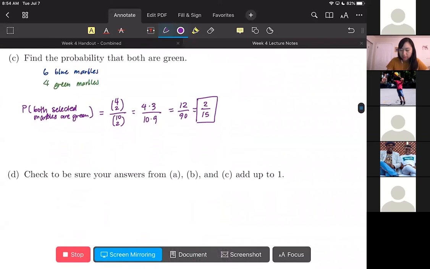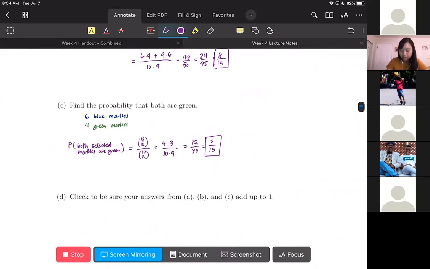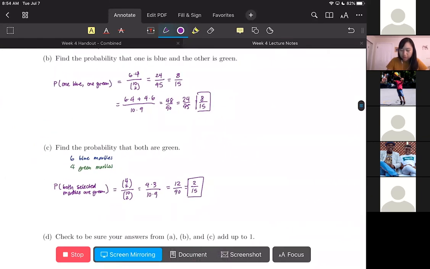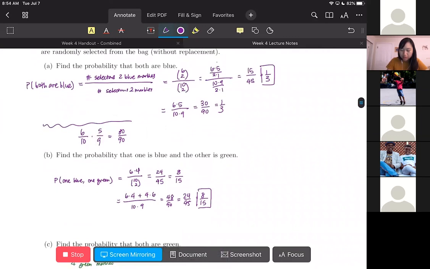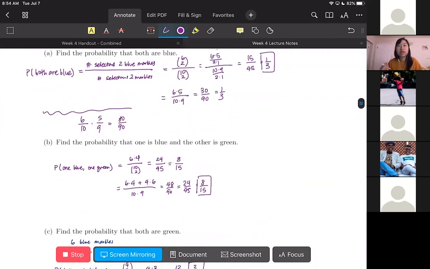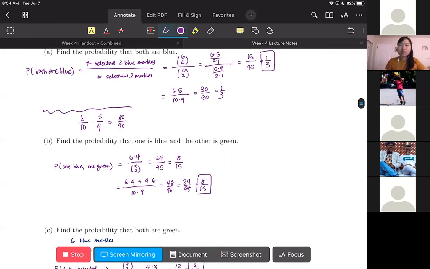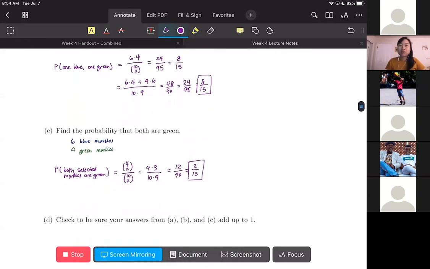So finally, let me zoom out a bit. We calculated 3 probabilities here. We found the probability that both are blue, the probability that one is blue and one is green, and the probability that both are green. And that covers all the different cases, right? There's no other way to select 2 marbles. Either they're both the same color and they're blue, they're both the same color and they're green, or they're different colors. And so an important property here is that the probabilities add up to 1.